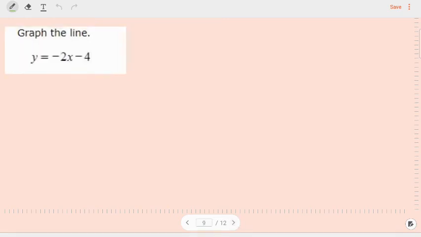All right, let's look at a different one. So my graph says y equals negative 2x minus 4. So I'm going to make my graph.